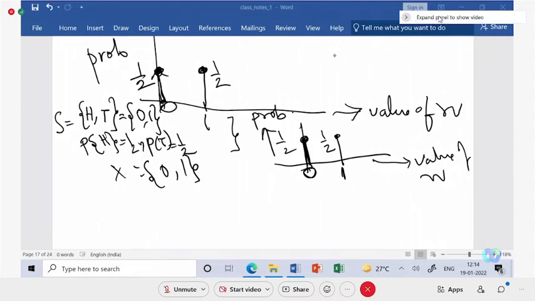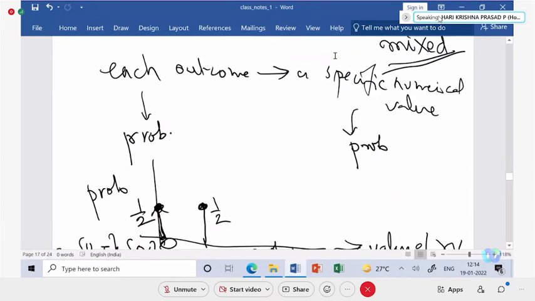Is it clear that each possible outcome has a specific probability? Since each outcome is represented by a specific numerical value, associated with each specific numerical value there is a corresponding probability. That part is clear?